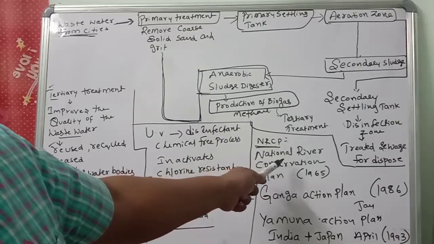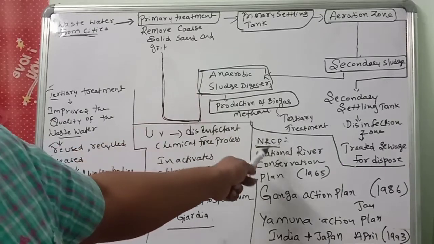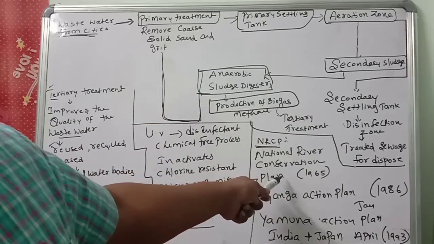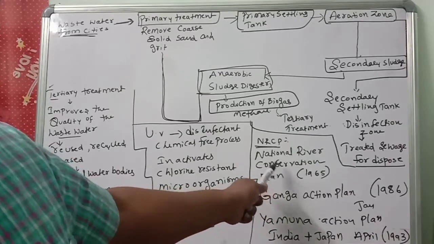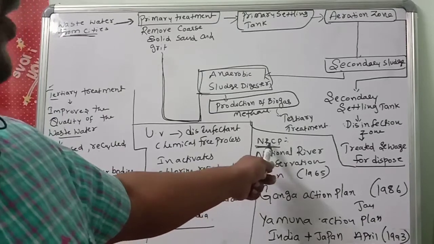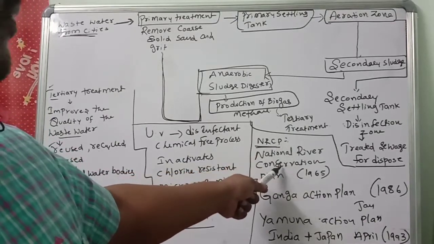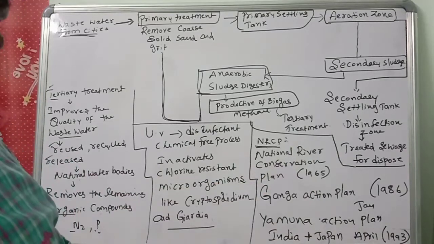Catching river water and converting it for treatment, and avoiding defecation on the river banks. Why? Because pollution is going on. All these things are done under NRCP. What is NRCP? The National River Conservation Plan, which they started in 1968.